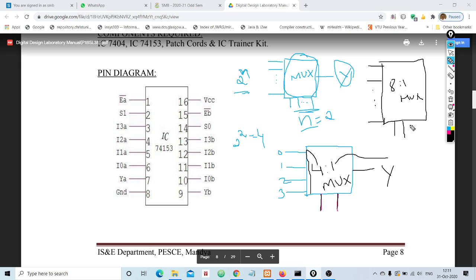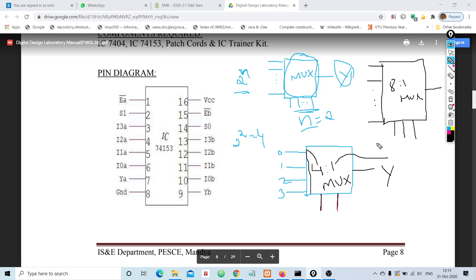3 in this case, because 2 to the power of 3 is 8. And how many output lines will there be? Only 1. So this is another example of a multiplexer. Similarly, you can have a 16 is to 1 multiplexer, a 32 is to 1 multiplexer, like this in the market. Clear about the multiplexer?